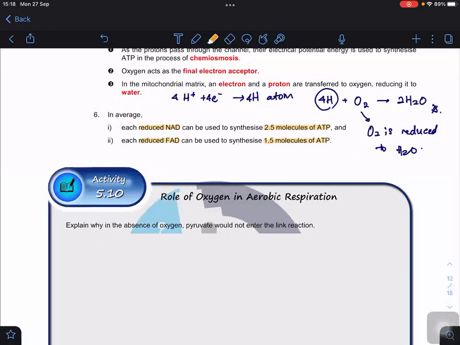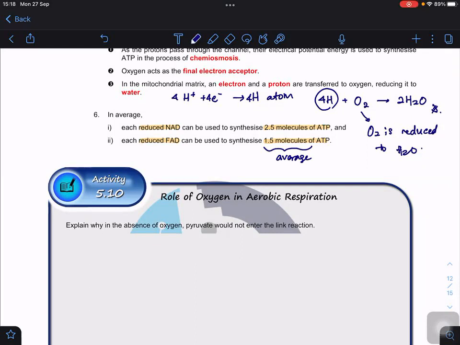You may question, how can we produce 2.5? How can we produce 1.5? Actually, this means average. Sometimes maybe 3, sometimes maybe 2, and you get an average of 2.5 for reduced NAD. For reduced FAD, sometimes 2, sometimes 1, so the average will be 1.5. Are you clear? This is what it means here, on average.